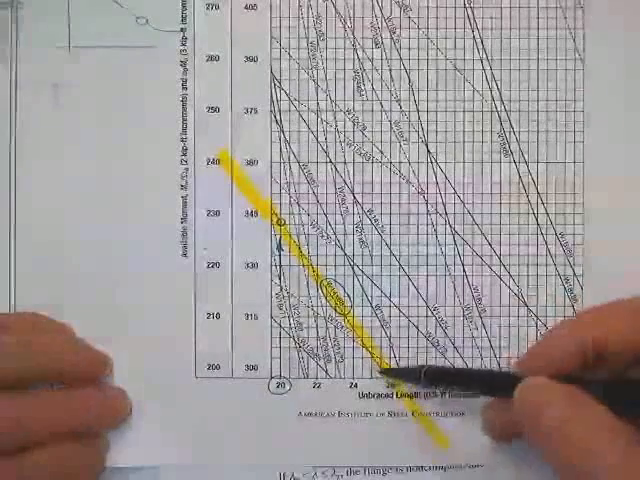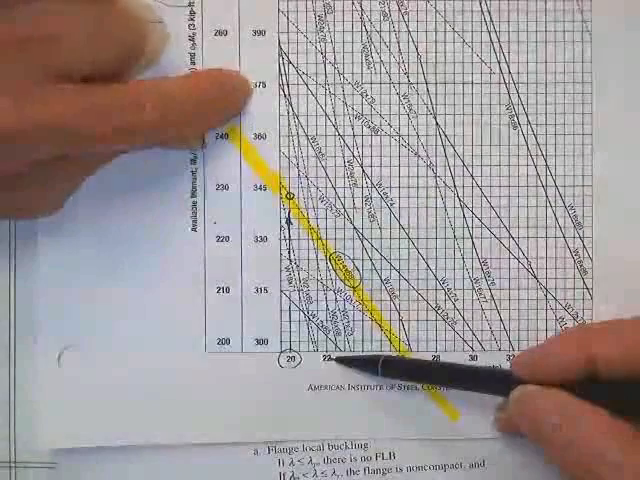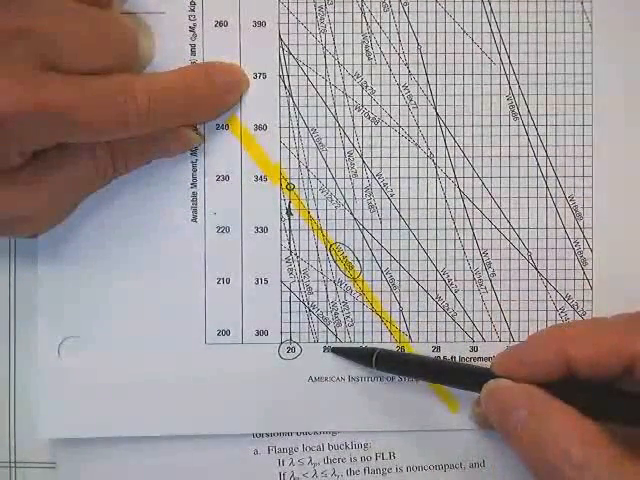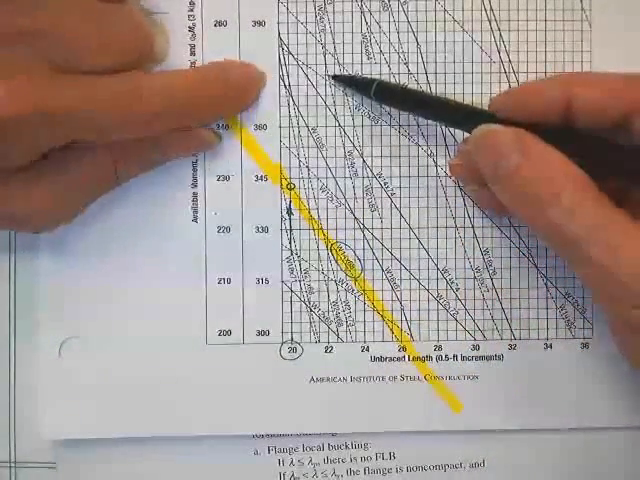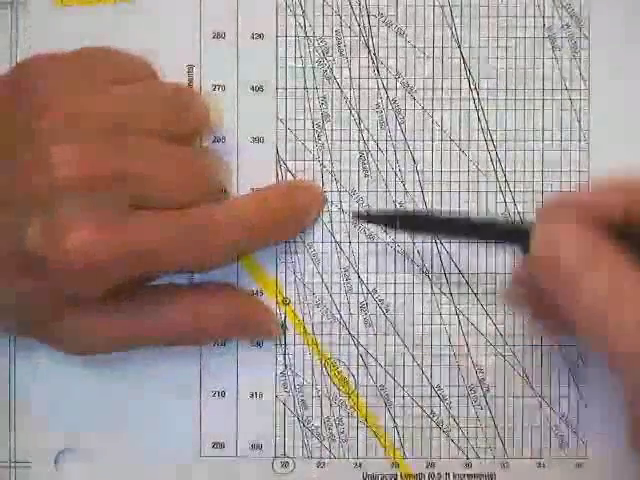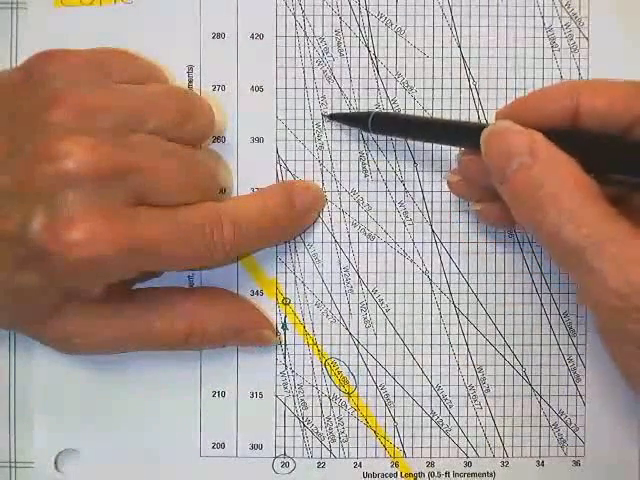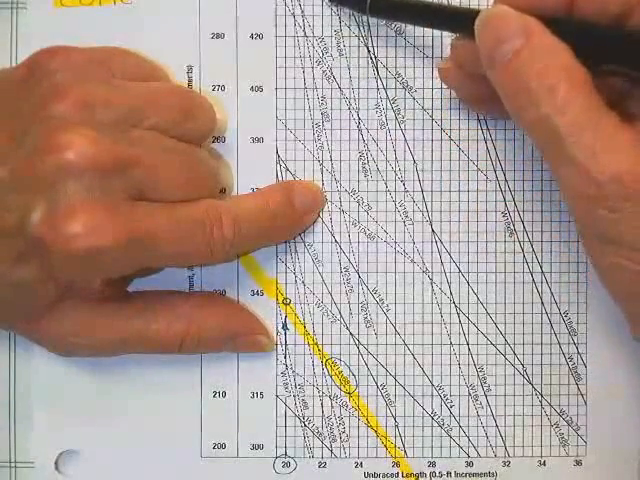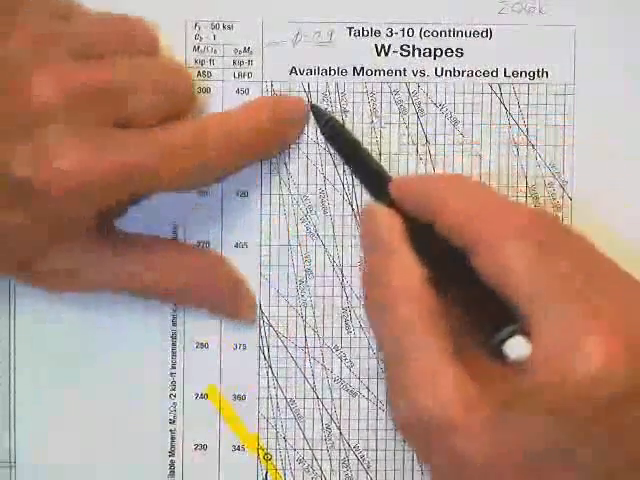That's correct. And the reason is they're so nice for design. If you need a beam that'll hold 375 kip feet and it's 22 feet long, then you come up to 22 feet long and 375 kip feet big, and anything above that point will work, and that one will work, and that one will work, and that one is the lightest.